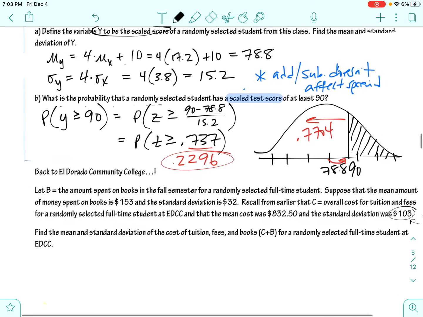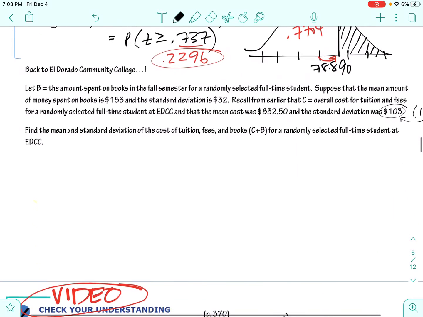Okay, so let's go on to the next question. Remember we talked about this El Dorado Community College situation when I ranted about the $200 fee that DePaul charged me every single quarter when I was a student there.